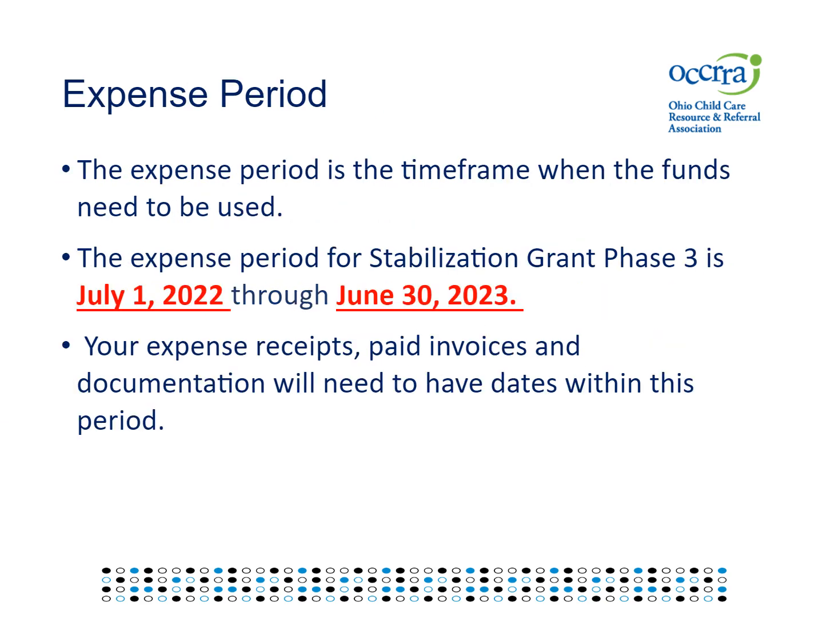The expense period is the time frame when the funds need to be used. The expense period for Stabilization Grant Phase 3 is July 1st, 2022 through June 30th, 2023. Your expense receipts, paid invoices, and documentation will need to have dates within this period.